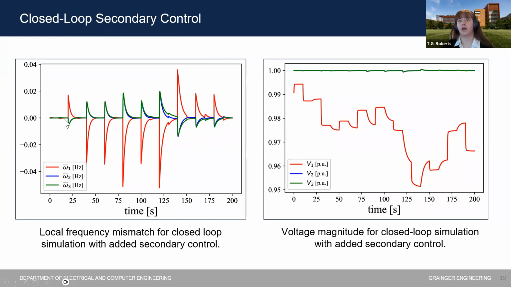We can see that not only is frequency stabilized, but it is brought back to nominal. And the same thing with the voltages at the generator buses. Now, the voltage for V1 is not brought back to 1 per unit of nominal because this is a load bus. So we don't really have control over what the voltage is at this bus.